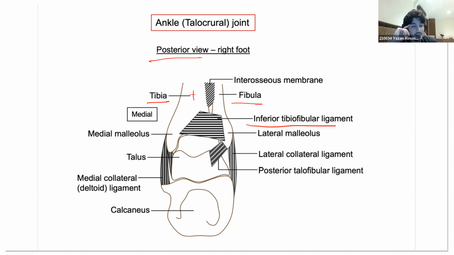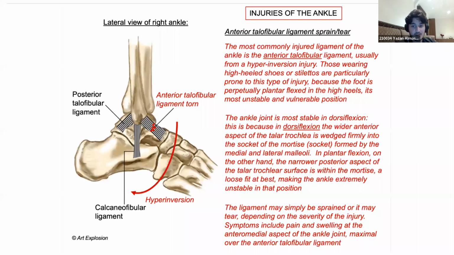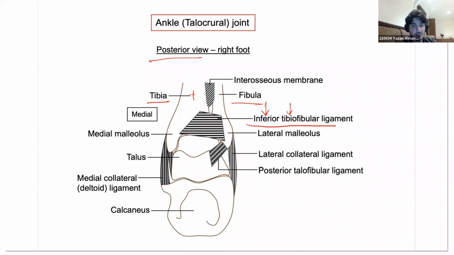And it's inferior. Why is it inferior? Because in the knee joint, there is the superior tibiofibular ligament, and in the ankle joint, we're going to have the inferior tibiofibular. So this is how we know it's inferior, because it's in the ankle joint, not in the knee joint. And how do we know it's tibiofibular? Because it's connecting them, literally. Okay, so these are the ligaments. We can move on to the injuries.